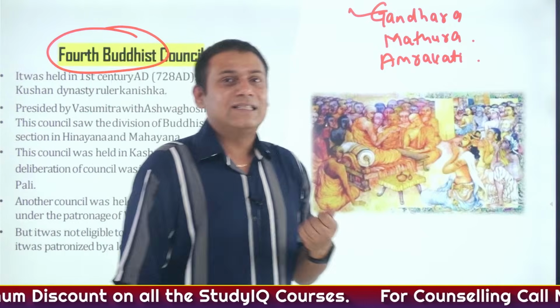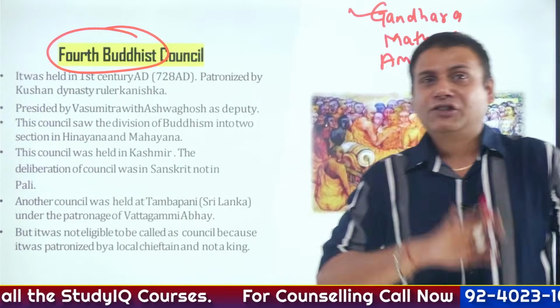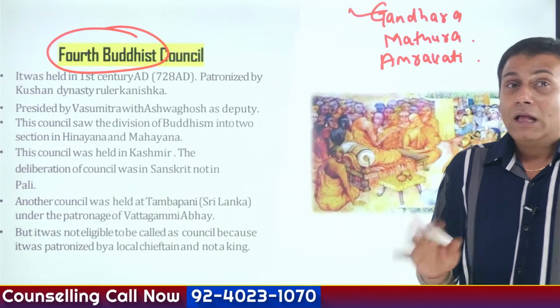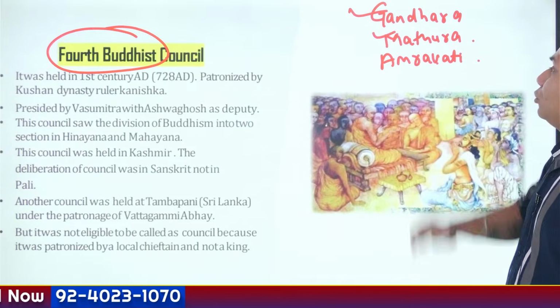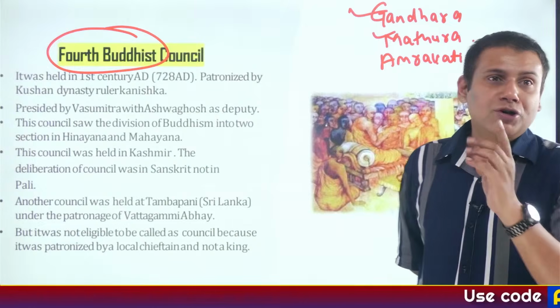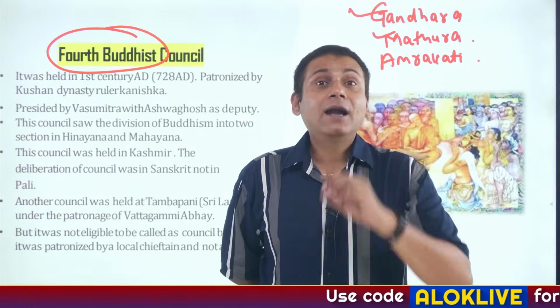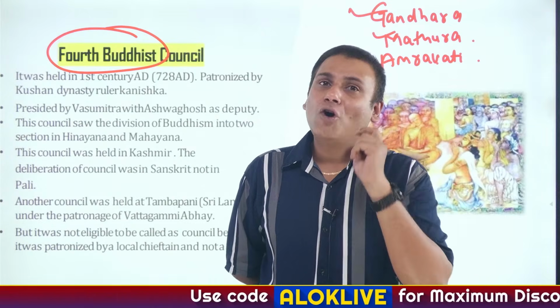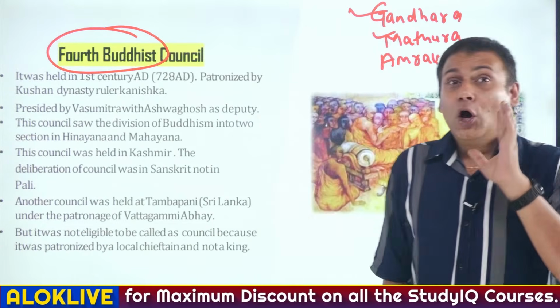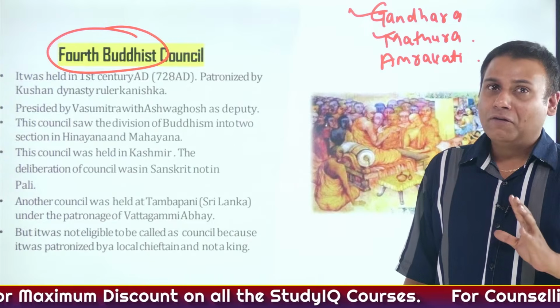And one of the finest examples was Bamiyan Caves, Afghanistan, which is not in existence right now. Then comes Mathura School of Art. It is an indigenous art. Again, it was patronized by Kushan dynasty ruler Kanishk. And red sandstone is the most dominant material of Mathura School of Art. Is that clear? Now, what are the features of Mathura School of Art?